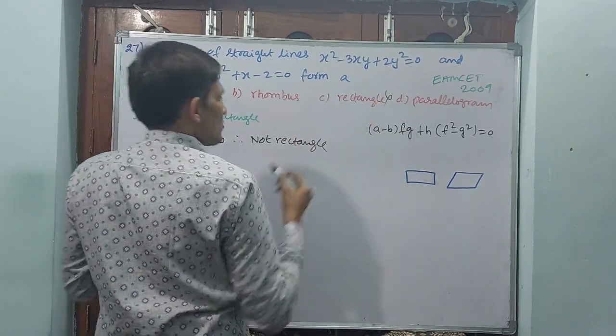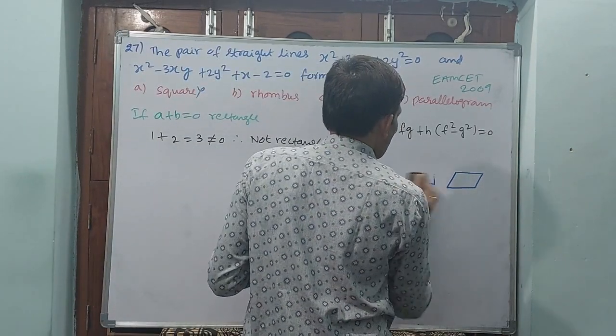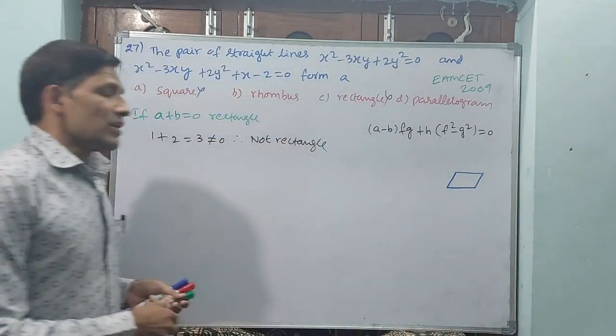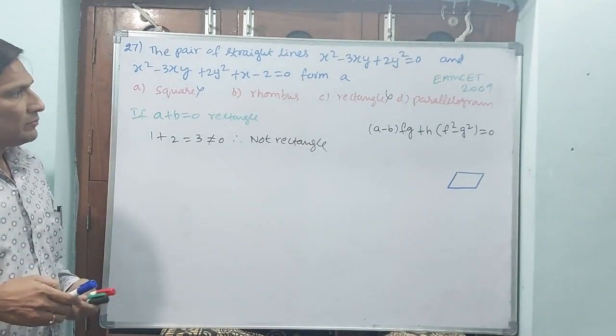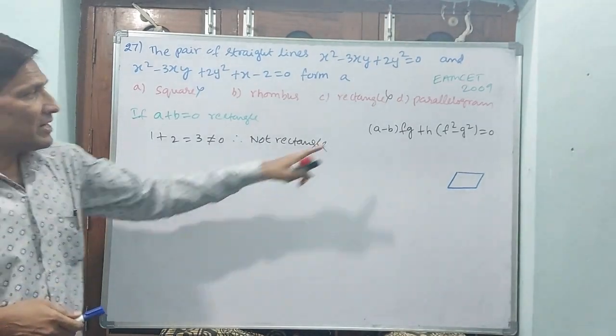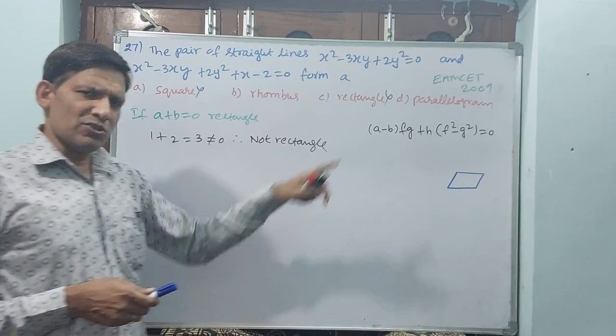Not rectangle. Then close this option also. Then rectangle also I am removing. Okay. Now you see, now you have got 2 options, rhombus and parallelogram. Okay, rhombus and parallelogram. Here something I have written. This is for rhombus. This is solution.